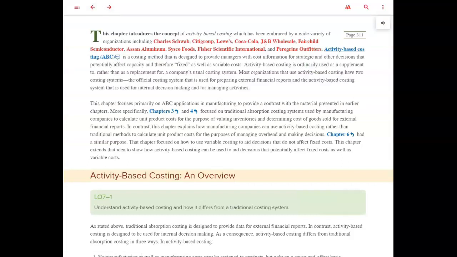Now we can see here that this concept called activity-based costing has been embraced by a large variety of organizations. It includes Charles Schwab, Lowe's, Coca-Cola, Cisco Foods, and so forth. And what this is, activity-based costing is a costing method that is designed to provide managers with cost information for strategic and other decisions that potentially affect capacity and therefore fixed as well as variable cost.